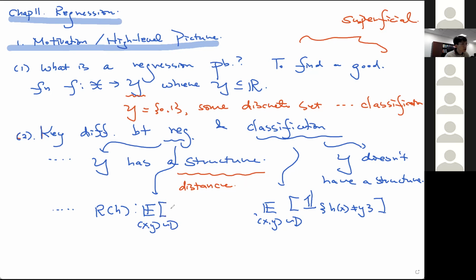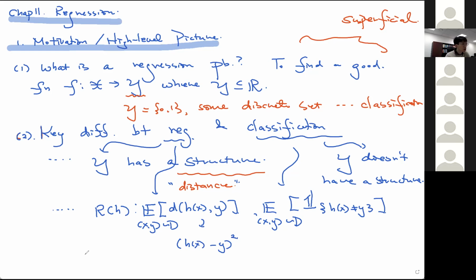So we have a distance D, so we compute the distance between H of X and Y. By distance, I don't mean the exact metric in the sense of metric space. It's something derived from a metric, but it's just something which is a bit like measuring the distance between the two elements. So one example can be something like H of X minus Y squared. So then what can happen?